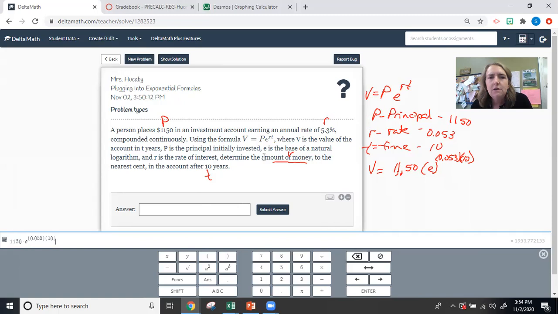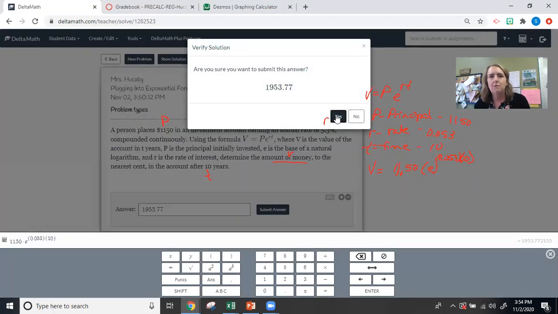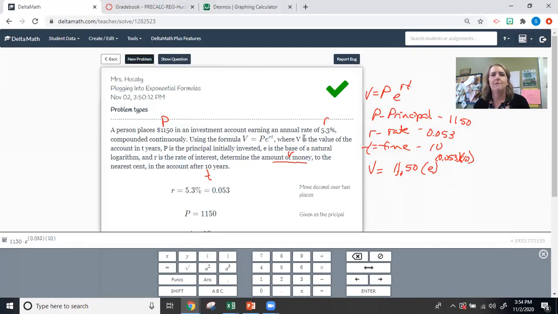It said to determine the amount of money to the nearest cent. So I need to have two places after the decimal point. So 1953.77, because after that it's 21. So let's check it out and see if we got that right. Usually if I make a mistake, it's because I entered a number incorrectly. So always check and make sure you got all that right. So submit. Are we sure? Sure. There, we got it right.